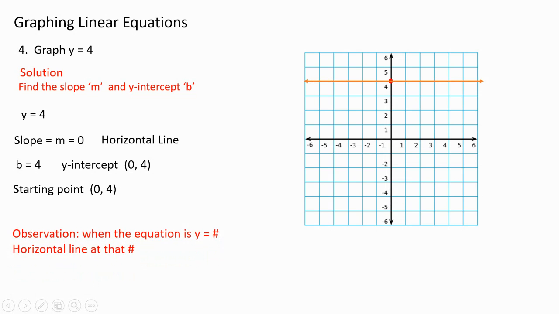Observation. When the equation is y equals a number, I mean, the number sign means any number, then the horizontal line is at that number. So for example, here y equals 4, so the horizontal line goes through (0, 4).